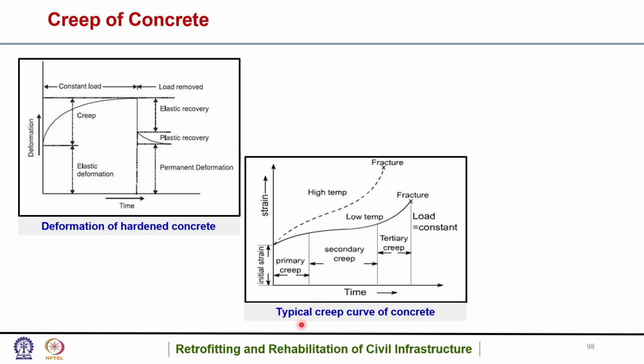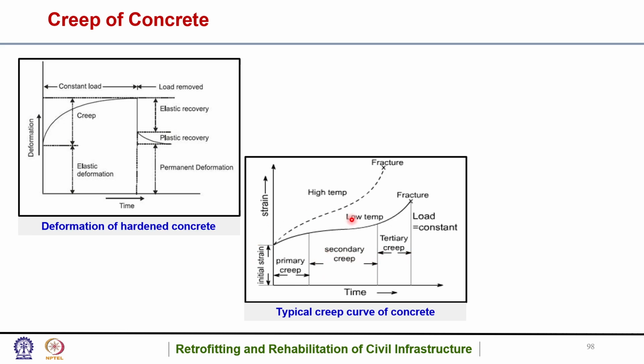And then there is the typical creep curve of concrete. If you see, there is an initial strain, which is the elastic strain, and after that the creep occurs. Here two graphs are shown, one at low temperature and one at high temperature. There is firstly the primary creep, secondly the secondary creep, and thirdly the tertiary creep.